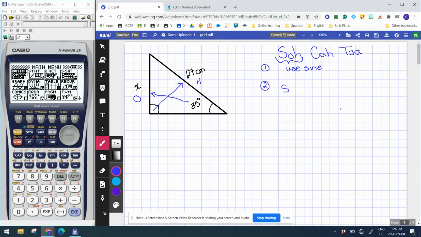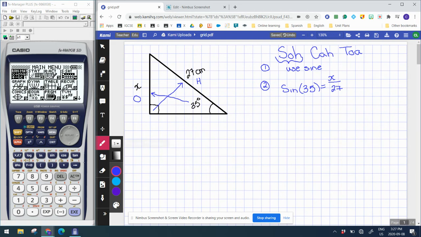So I'm going to go sine, always putting our angle right with our trig. So we're going to go sine 35 is equal to, O comes first, so that means opposite goes first. So opposite, which in this case is x. So we're going to go x over our hypotenuse side, which is 27.